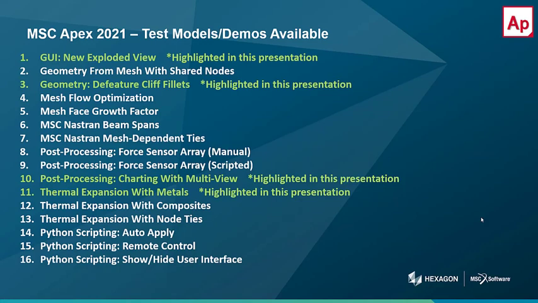Okay, so we have a number of test models and demos available to all of you worldwide. So if you talk to your local application engineer or account manager and you see something on this list that was not demonstrated, you can see the ones that are in green. I'm going to highlight those and I'm going to demo those live to you today. But if you say you want to see Nastran beam spans and you want to see the latest demo available of the latest and greatest technology, absolutely you can.